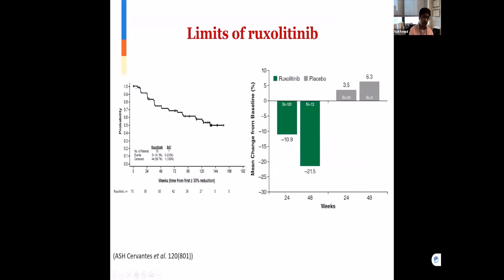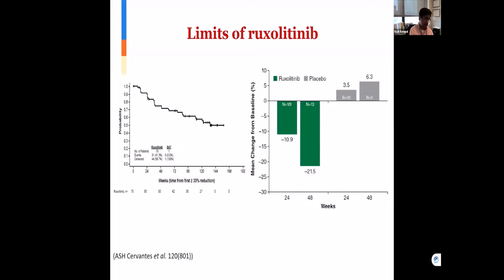If you look at the probability of somebody staying on ruxolitinib, for example, over time, all you have to do is look at the curve and see that it goes down steadily over time, right? People either have a side effect or they lose a response to the drug. And we're beginning to understand why people lose response to the drug. And so we've got to do better. We've made a significant advancement by having these drugs available, but we've got to do better for MF.